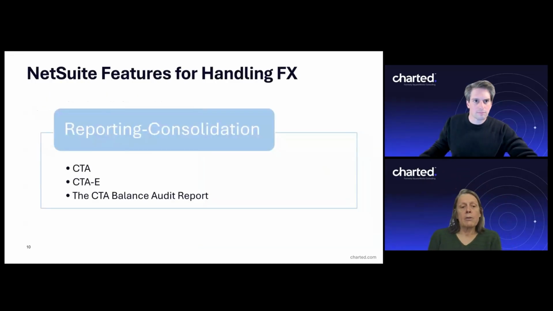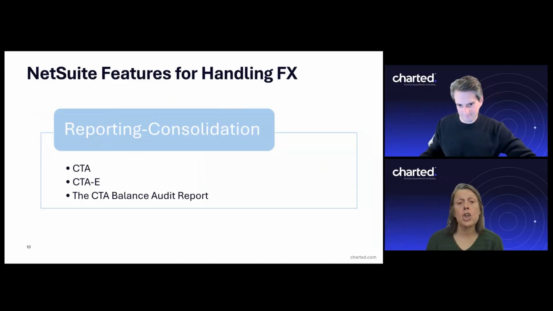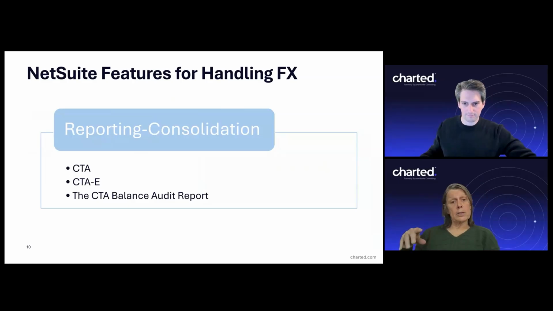Okay. Consolidation. So I talked about CTA. There's nothing you can do about it. CTAE, I had mentioned as well. It's the canary in the coal mine. If it's large, it means your intercompanies are probably out of balance. If it's small and you have P&L, it's a natural side effect. So I'm going to talk about that P&L CTA element for a minute so that people understand.